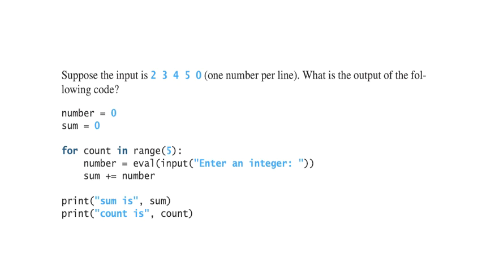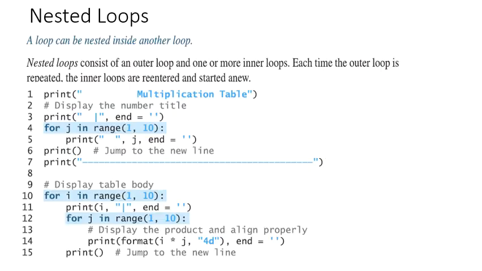Suppose the input is 2, 3, 4, 5, 0, one number per line. What is the output of the following code? So number equal to 0, sum is equal to 0. For count in range of 5, number equal to eval input, enter an integer. Sum is equal to sum plus number. Then print sum is sum and the count is count. So you will get the output like this.